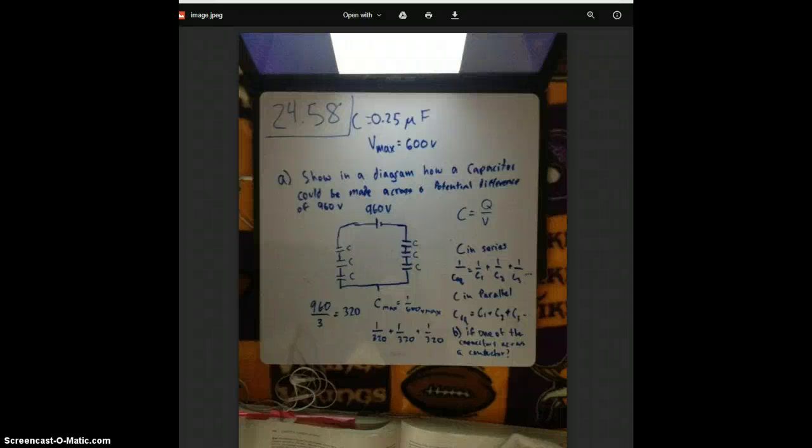This answers the standard I can describe and calculate capacitance. This is question 58 from chapter 24. Several 0.25 microfarad capacitors are available. The voltage across each is not to exceed 600 volts.